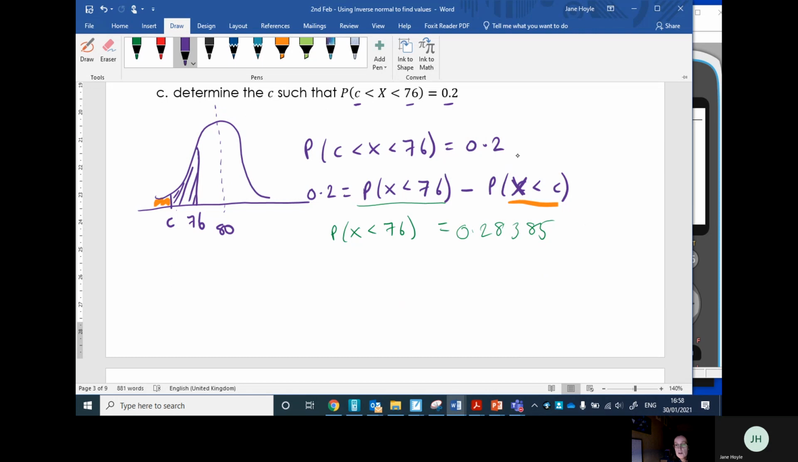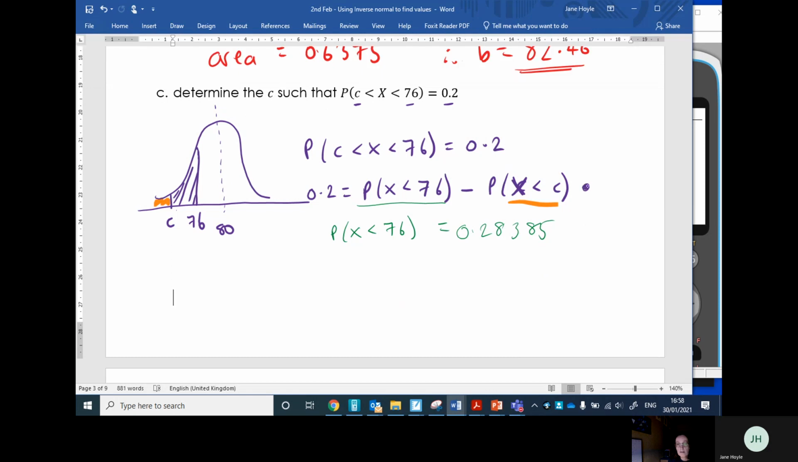So now we can either use this equation here and think, right, how do I rearrange that to get the probability X is less than C as the subject, or you can just look at those areas, can't you? We know that if we work out the whole area, which is what we have, the whole area is equal to 0.283. I know that the area of the shaded bit here is equal to 0.2, so I need to subtract them. So you can either look at the areas or rearrange that equation above.